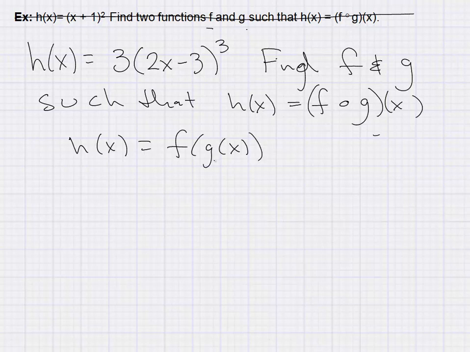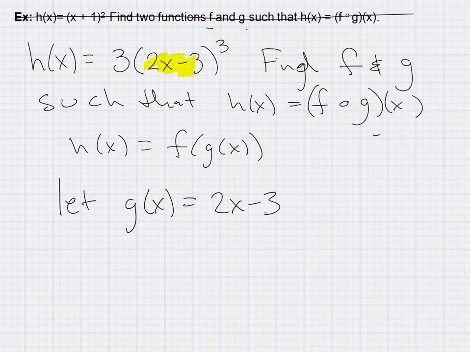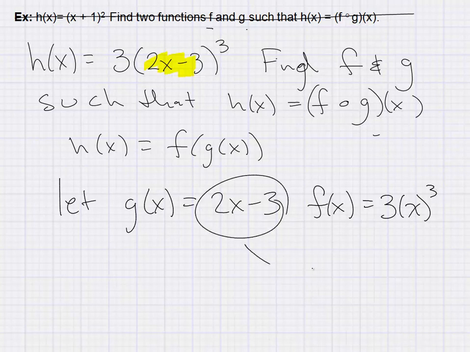Same thing. g is inside of f. Well, again, if you look at this, 2x minus 3 is inside of this other function. Well, what's the other function? If we let g of x equal 2x minus 3, then f of x has to basically be everything else, which is this 3 and then this third power. So 3x to the third would be my f of x, and if I took this and plugged it in there for x, I would get the original function.